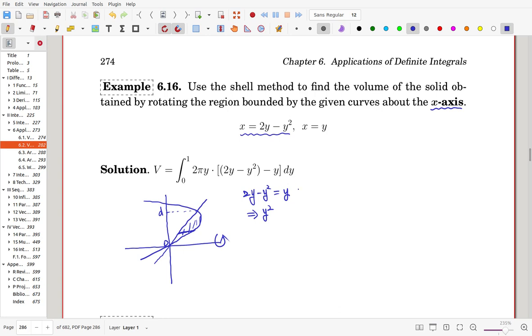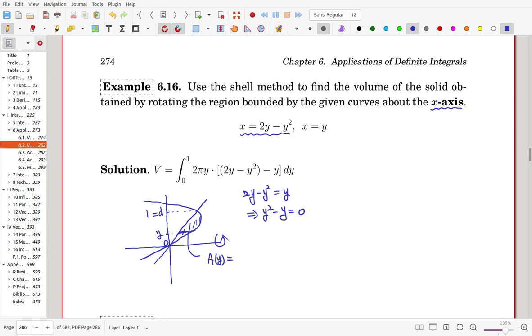If we move everything to the other side, then there's now minus y equals 0, so there is 0, and the point is now 1. So y is moving from 0 to 1. For each y, we have to get the area within the shell.